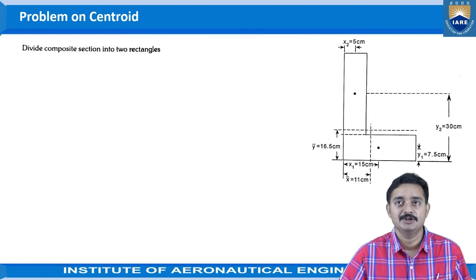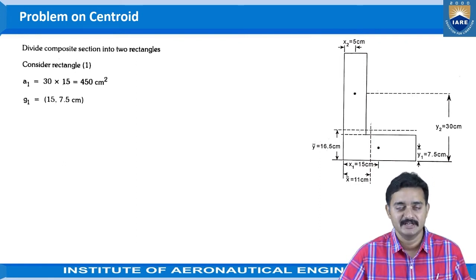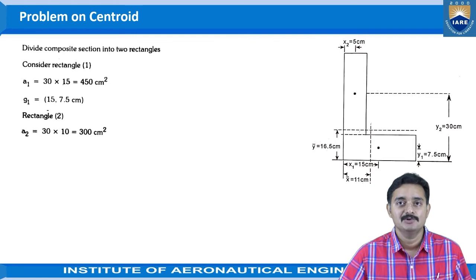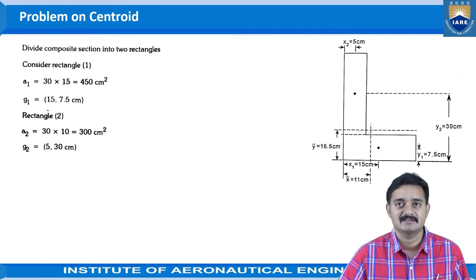Divide the composite section into two rectangles, and now consider rectangle 1. For that, the area A1 can be obtained as 30 into 15, that is equal to 450 centimeters square, and the value of centroid for that particular individual rectangle 1 is given as 15, 7.5 centimeters. And for rectangle 2, we can get the value of area A2 as 30 into 10, that is equal to 300 centimeters square, and G2 is equal to 5, 30 centimeters. That is the centroid of the second rectangle from the reference axis.